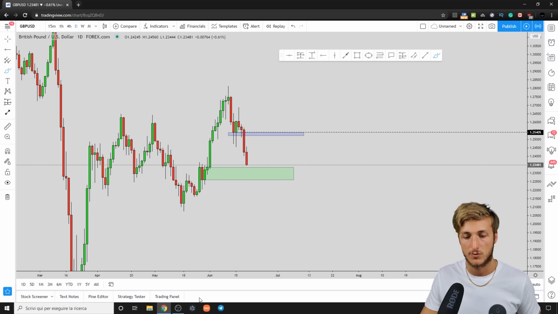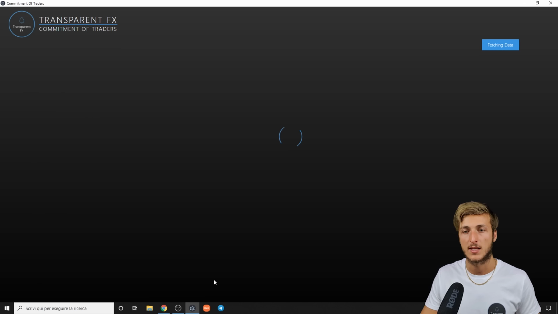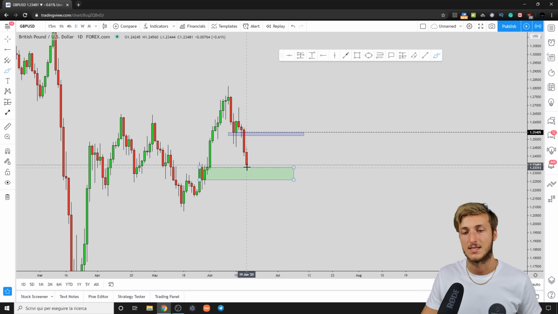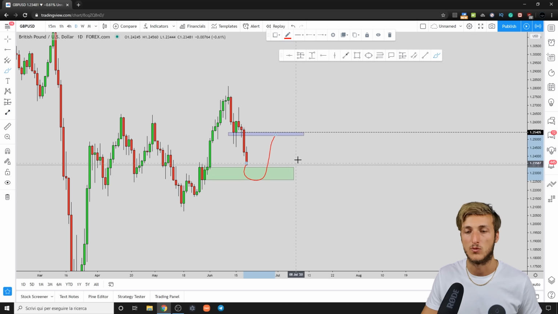And as we have already seen, from a COT perspective, what did we say? We said that during the move to the downside, they were closing their shorts, thousands of shorts, and opening some longs. In fact, net positions increased. So overall, what we can expect from here is to see the market make the move to the upside.